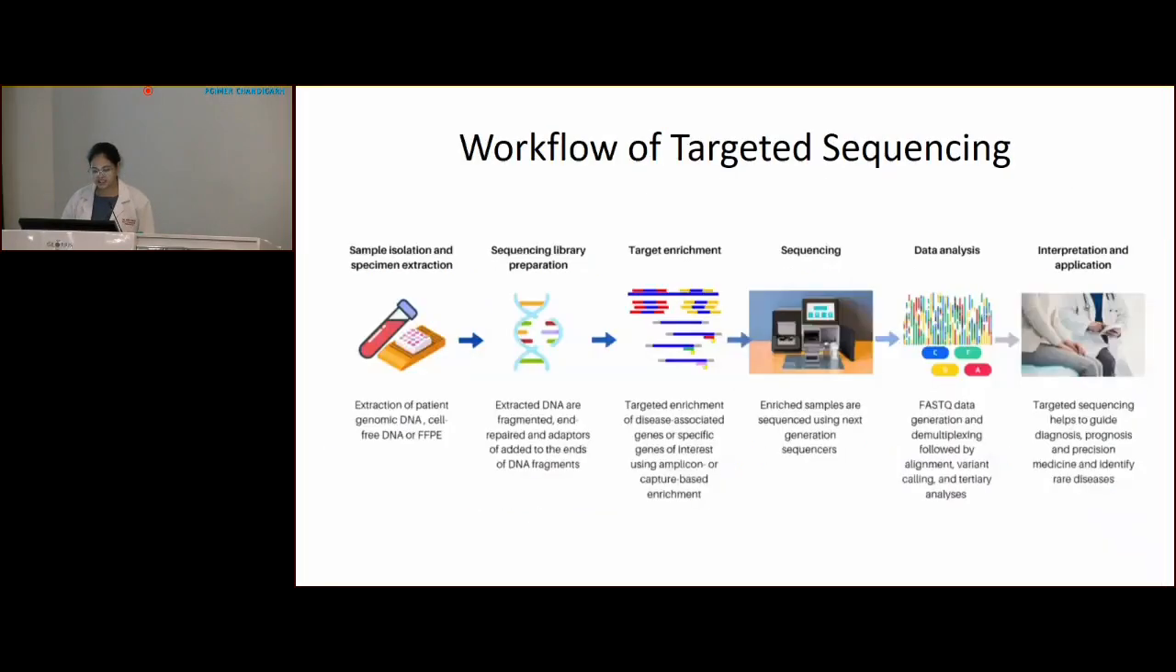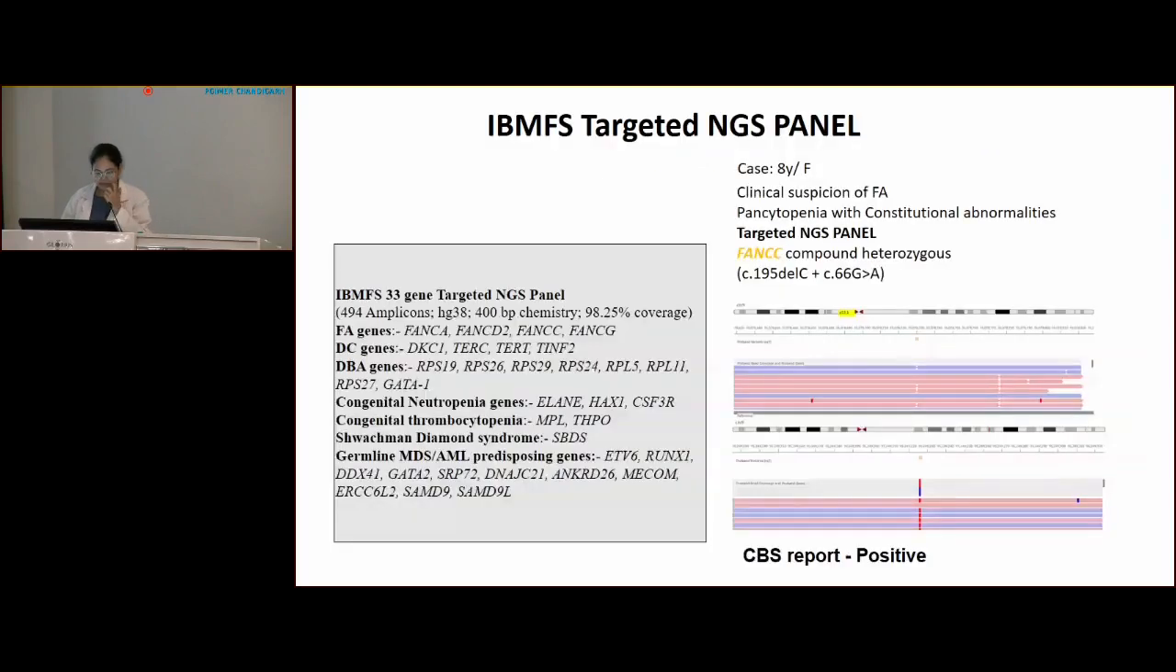So this is the basic workflow of the test. Basically, we amplify only the target regions which we need to analyze, and then the data analysis is done according to that. I'll give you an example of a panel which we do routinely in our hematology lab. It is the IBMF panel. It contains 33 genes of different associated diseases and syndromes.